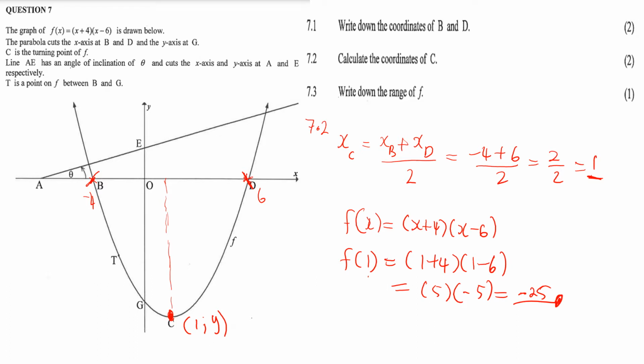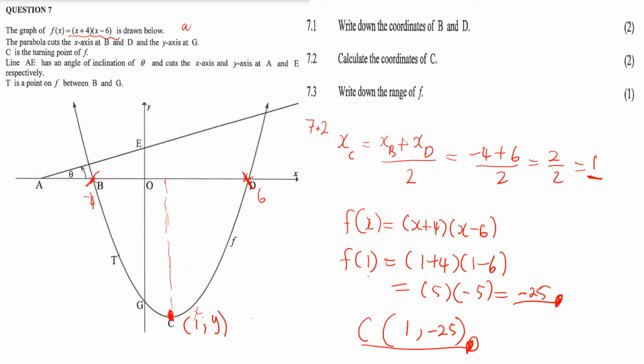So basically, to get x, just take the x-intercepts, add them and divide by 2, because the turning point is at the midpoint of those x-intercepts. Then to get y, you know your x is 1, so you go to your equation, replace x by 1, and solve for y. So we can finally say our coordinates of C are (1; -25).